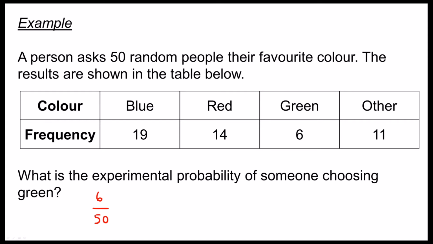If in the example it didn't tell us how many random people were asked, we'd have to add up all of the frequencies in the table to find out the total number of people. Obviously our answer can be simplified, and if I divide the top and bottom by 2, I can say that the experimental probability is 3 over 25.